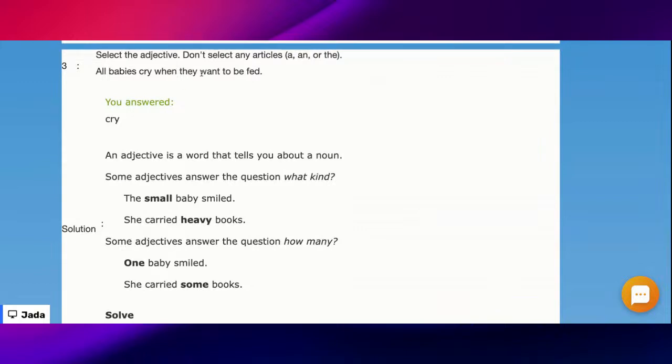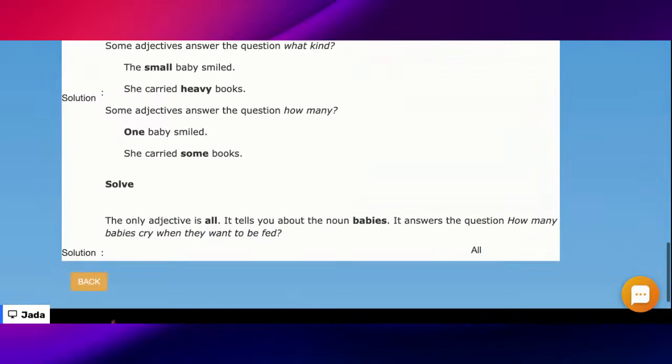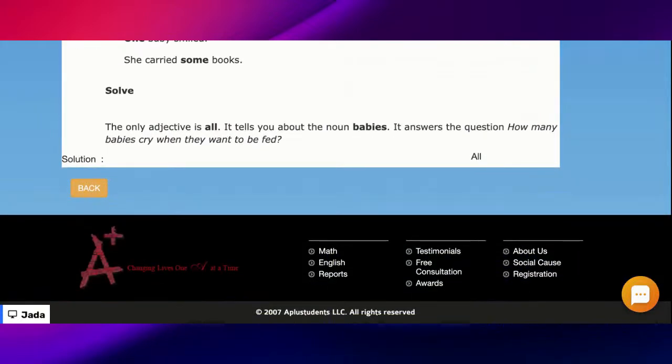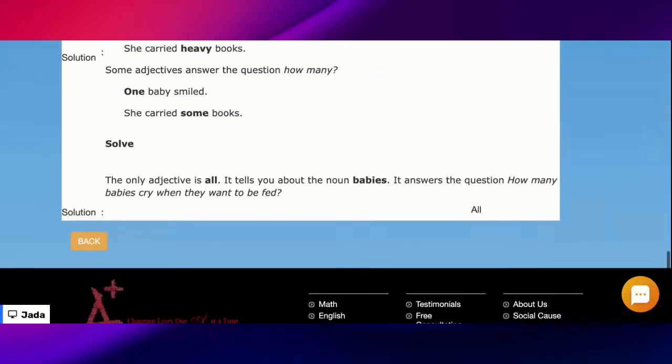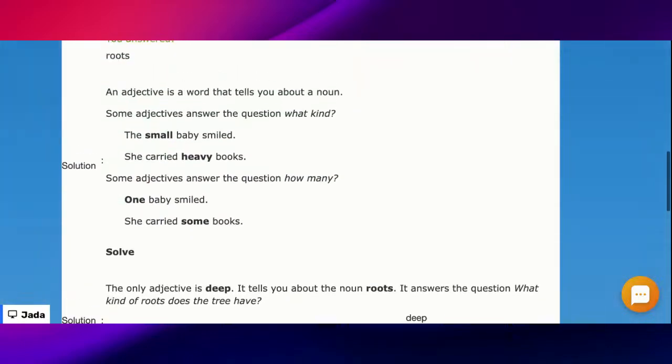All babies cry when they want to be fed. So it's answering the question how many? Okay, how many babies cry when they want to be fed? It is all. Okay, all right, so let's move on to the test now.